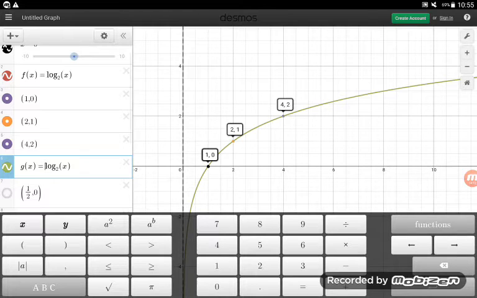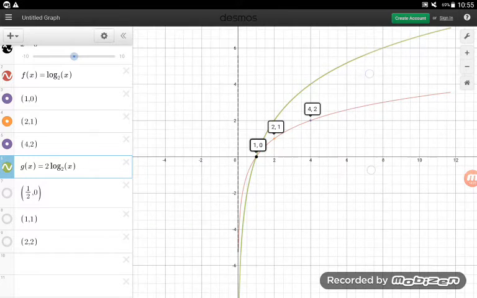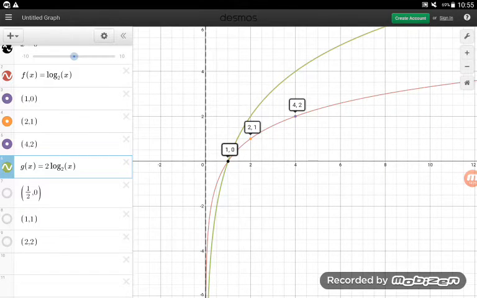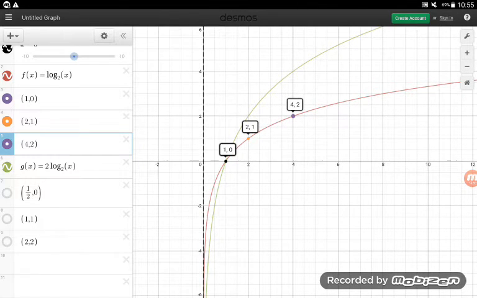Last one, vertical stretch and vertical compression. If I have a 2 in the front, then I'm going to have a vertical stretch. In other words, my graph is going to become taller. You can see that for my 2, 1, my x is still going to stay the same, but my y will be multiplied by 2. So now the point 2, 1 is now 2, 2. For this point 4, 2, my x coordinate will stay the same, and my y coordinate will be multiplied by 2. So I'll be at 4, 4.